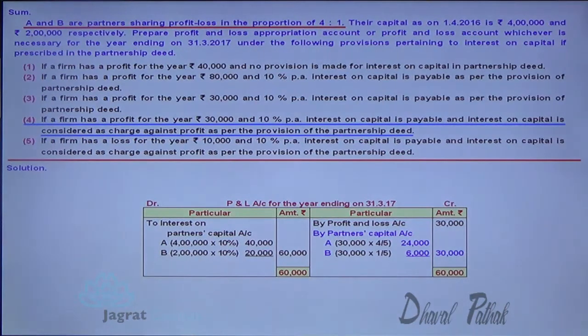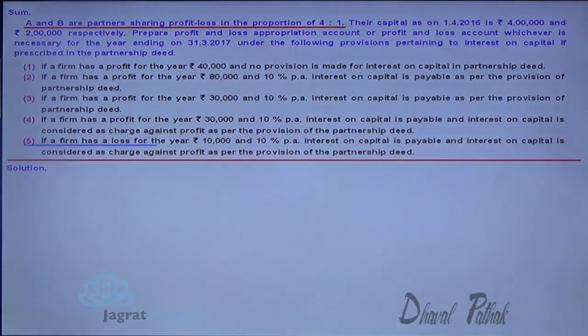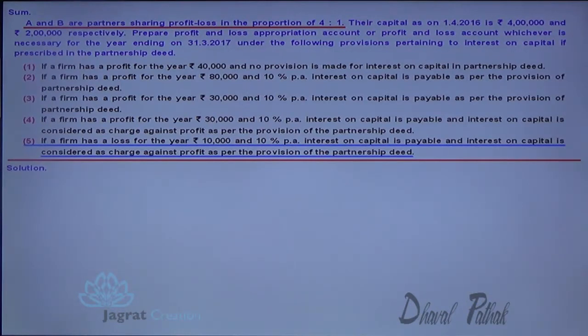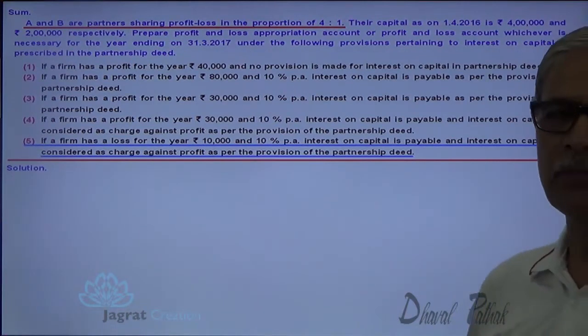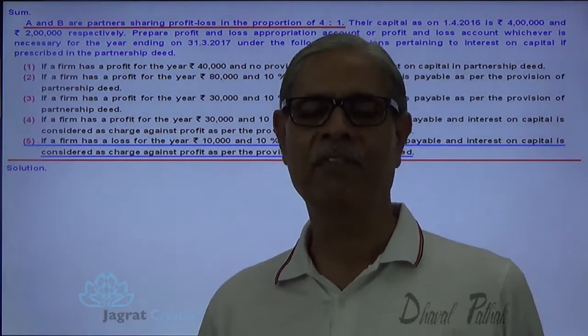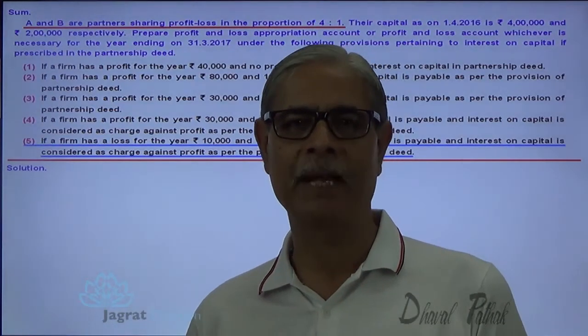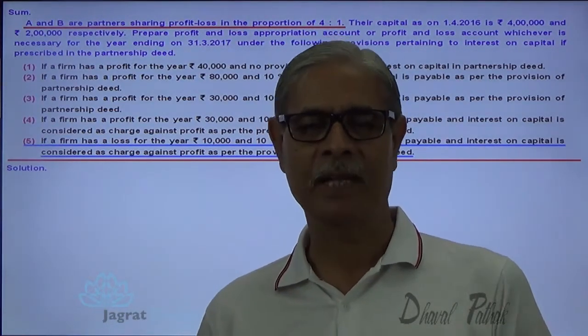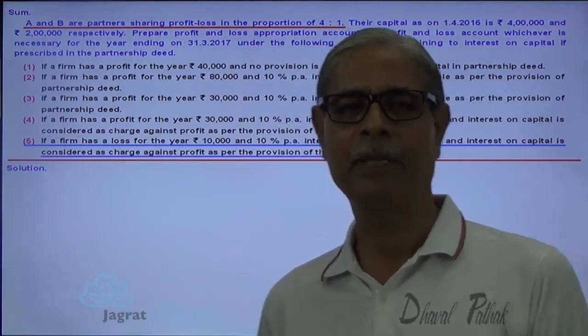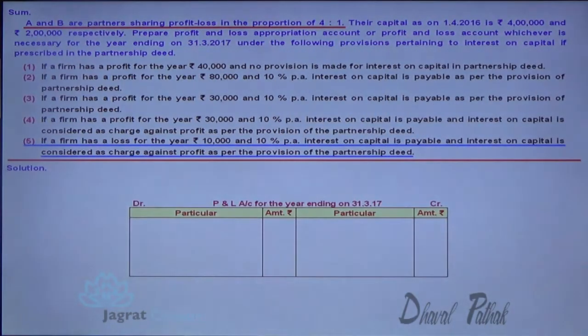Now, next option. There is a loss of 10,000. 10% interest on capital is payable. Interest on capital is considered as a charge against profit as per the provisions of the partnership deed. So interest on capital is not an appropriation of profit. It is a charge against profit. When it is not an appropriation of profit, it should not be debited to profit and loss appropriation account. As it is a charge against profit, it will be debited to profit and loss account. So here I have prepared profit and loss account. Loss 10,000 debited to the profit and loss account.